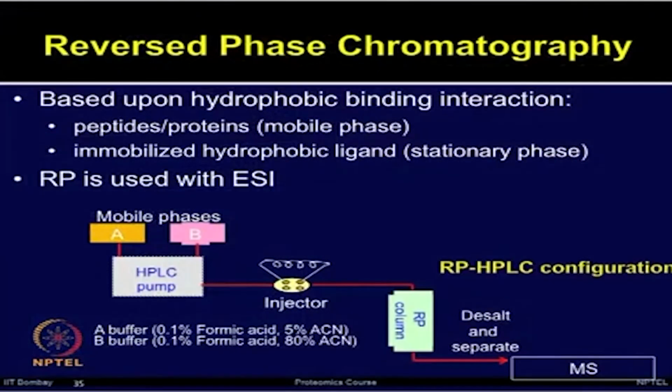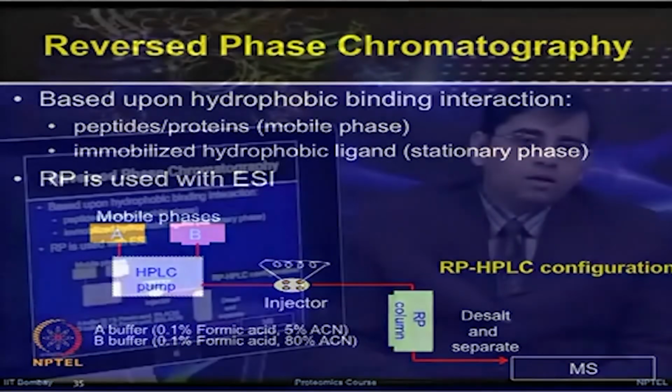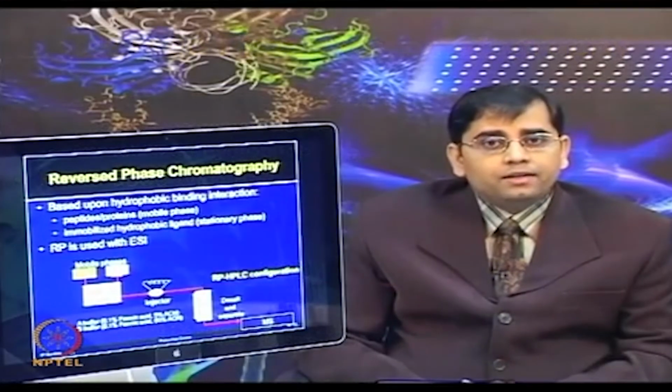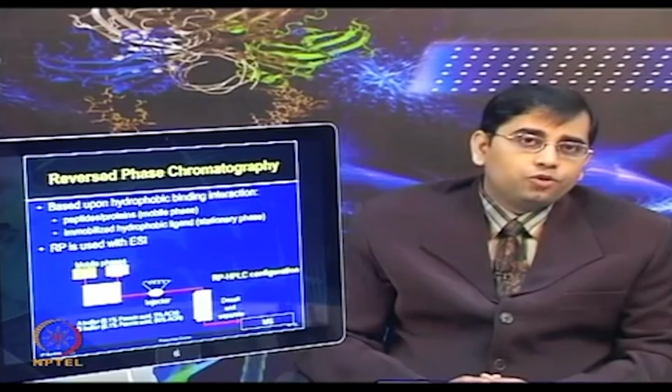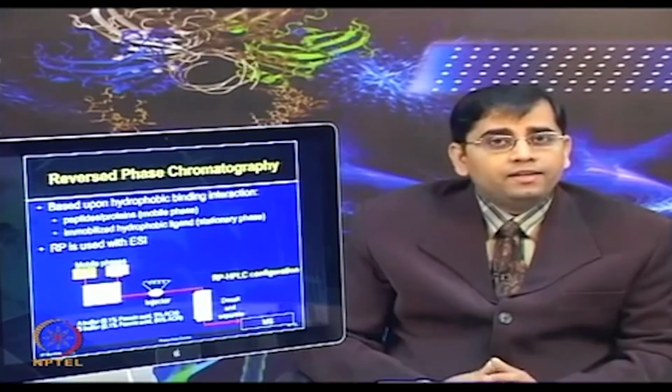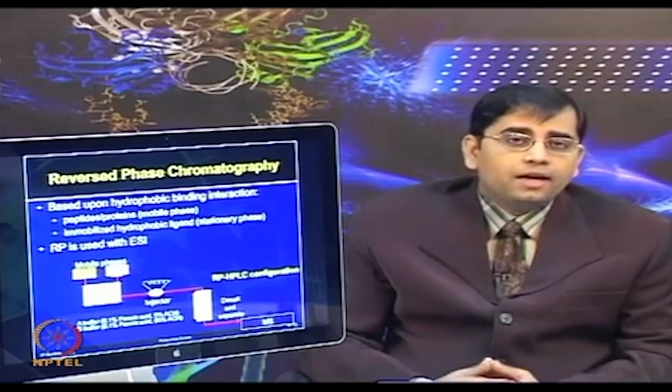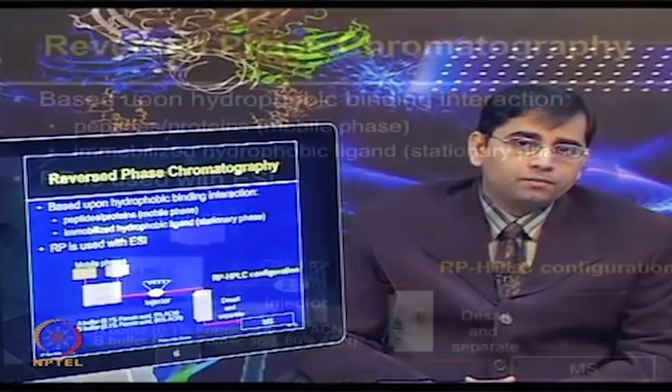Let us first talk about reverse phase (RP) chromatography. Reverse phase chromatography is based upon the hydrophobic binding interaction between the peptides or proteins in the mobile phase and the immobilized hydrophobic ligands in the stationary phase. In reverse phase, the stationary phase consists of long aliphatic carbon chains, which are highly hydrophobic in nature.